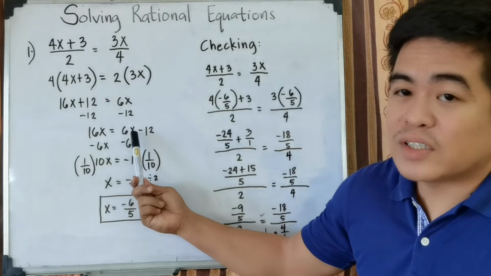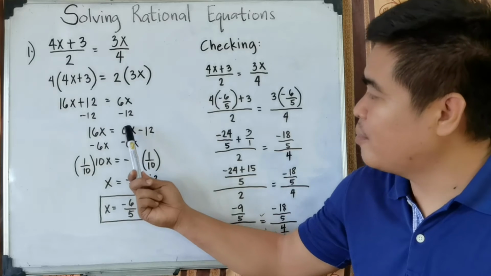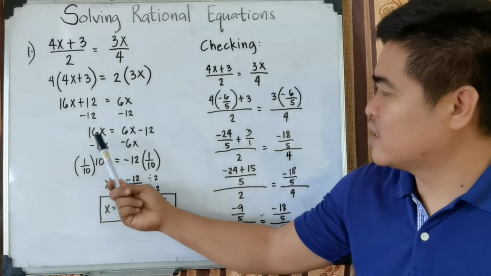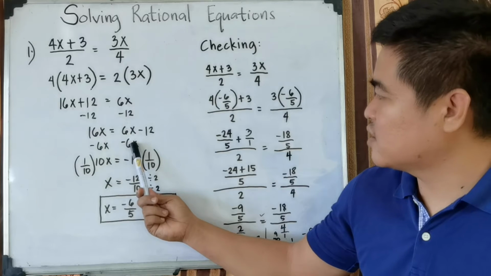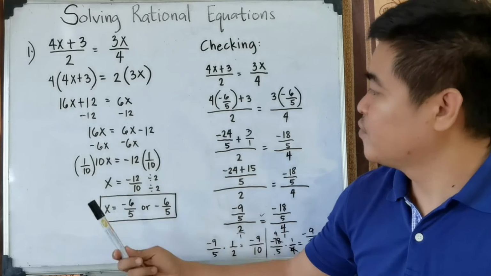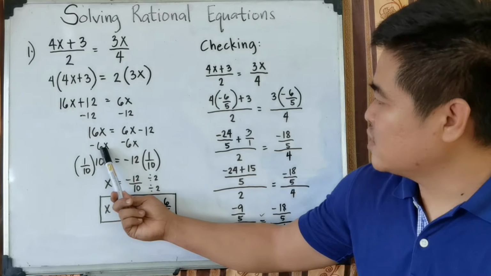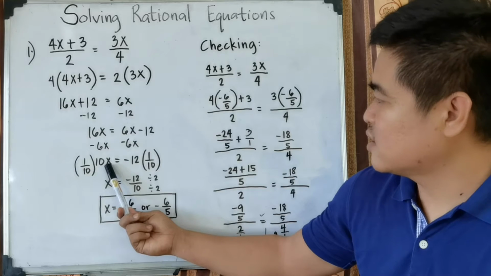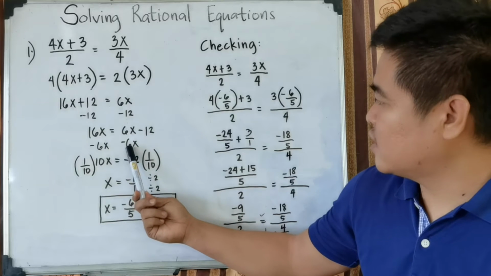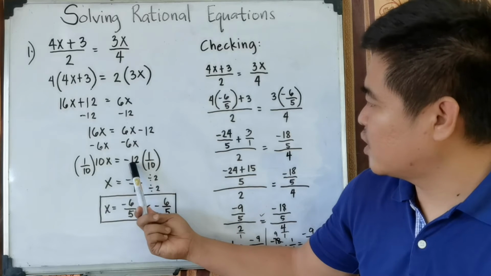Since we still have x on one side, we're going to add the opposite of 6x on both sides of our equation. So we have negative 6x here and add another negative 6x on the left side. So we have 16x plus negative 6x is equal to 10x. Then 6x plus negative 6x, that's equal to 0. So we're going to copy negative 12.